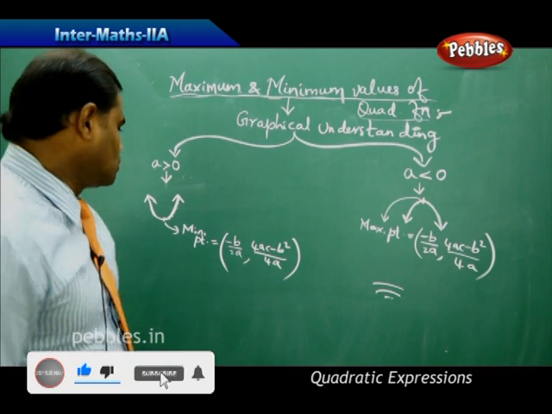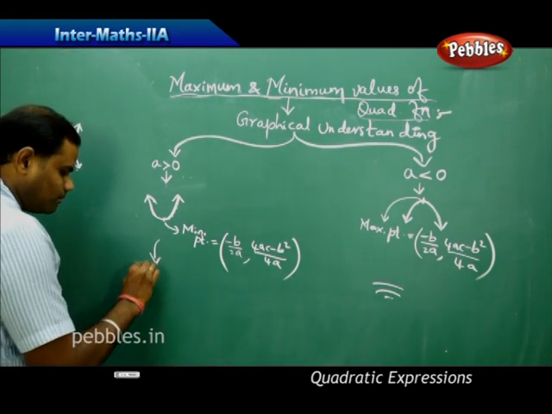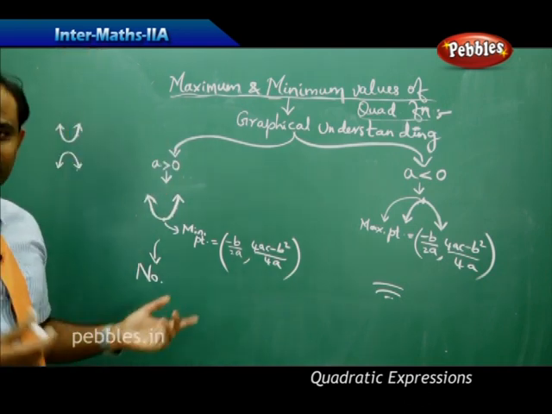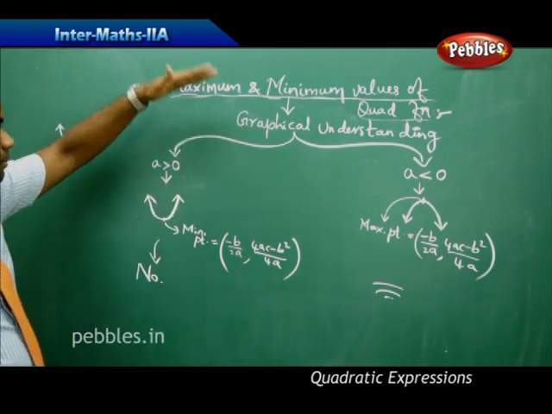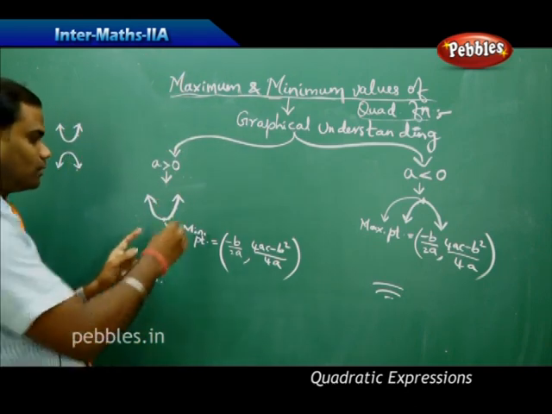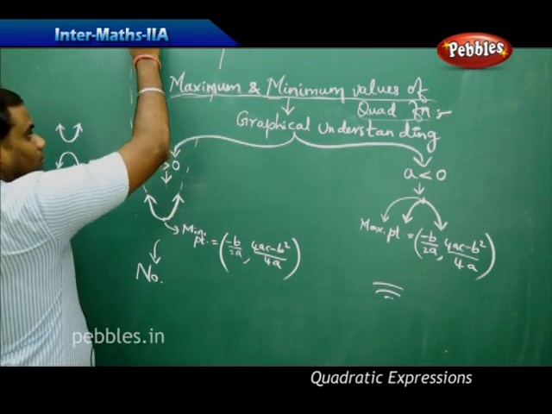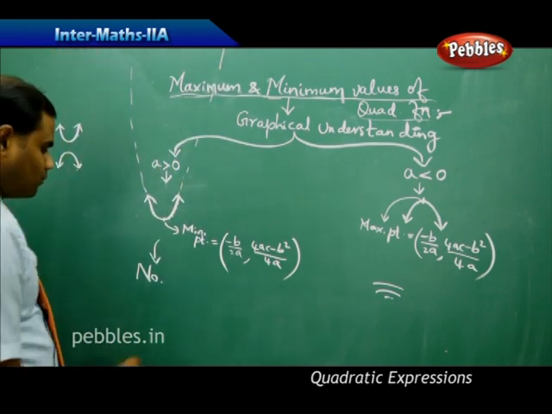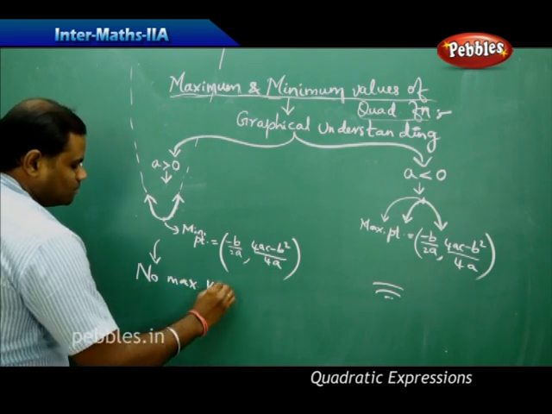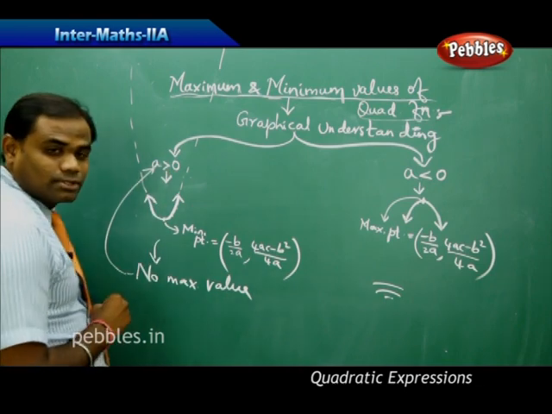Now, also it is very important to know that in this case there is no maximum value, because as you go to the top, it goes till infinity. There is no end to the parabola as you proceed upwards. In case of a greater than 0, this goes on and on till infinity. Therefore, there is no maximum value when a is greater than 0.